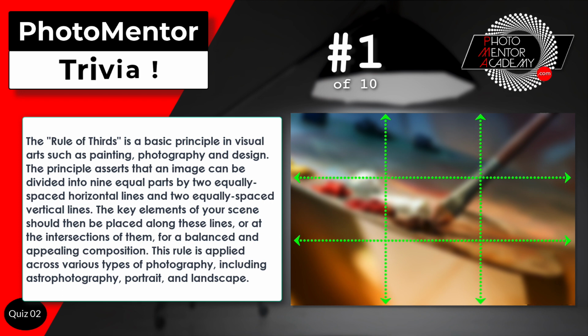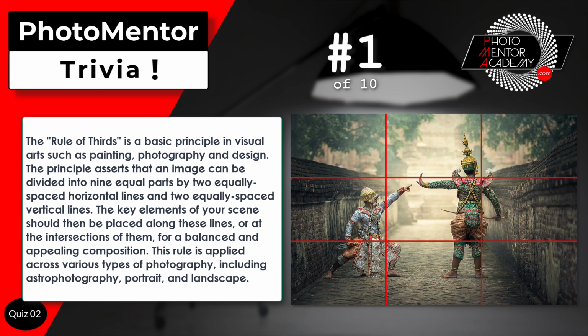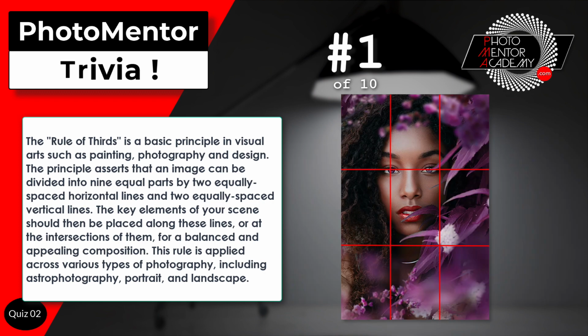The key elements of your scene should then be placed along these lines, or at the intersections of them, for a balanced and appealing composition. This rule is applied across various types of photography, including astrophotography, portrait, and landscape.